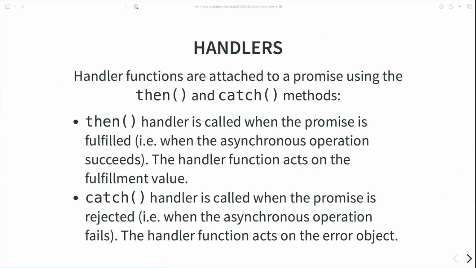The handlers are attached using the then and catch methods of a promise. The then handler is called when the promise is fulfilled, and it acts on what you call the fulfillment value, so the result of your asynchronous process. And the catch handler is called when the promise is rejected, and that acts on the error object.